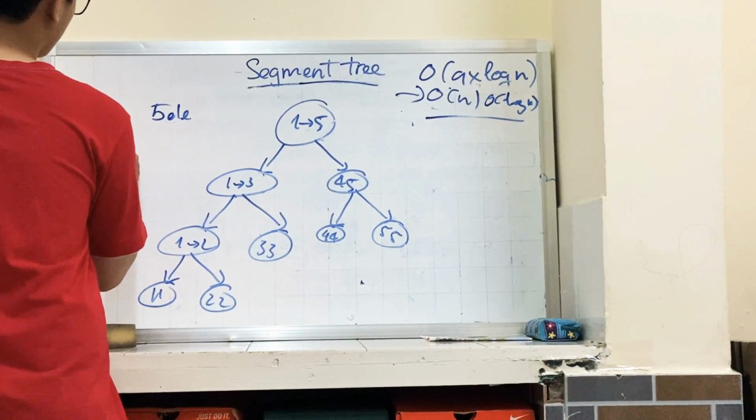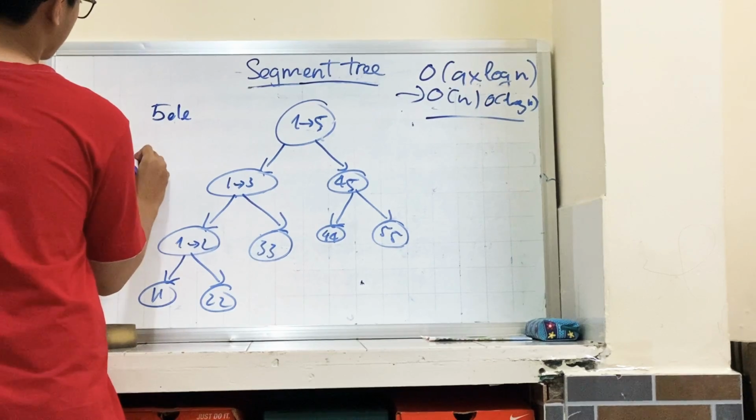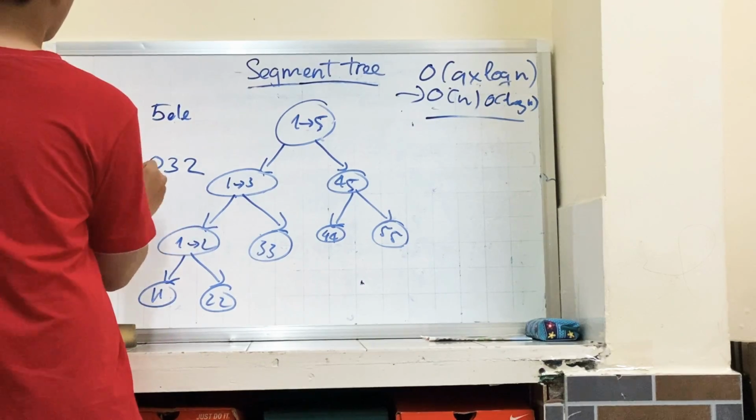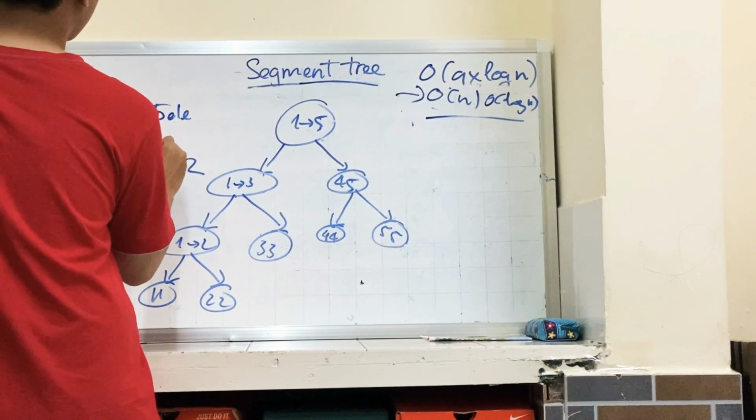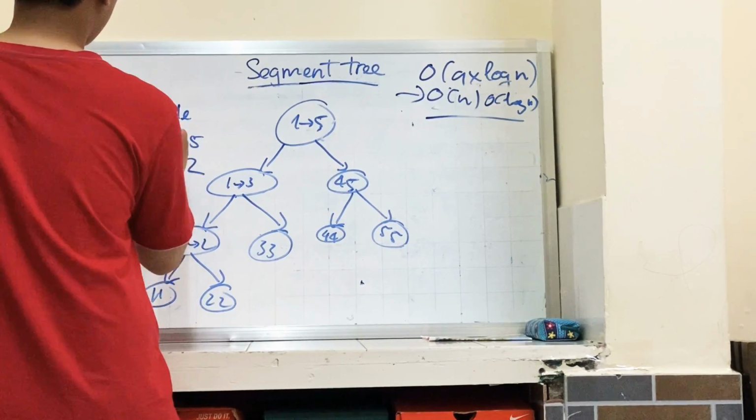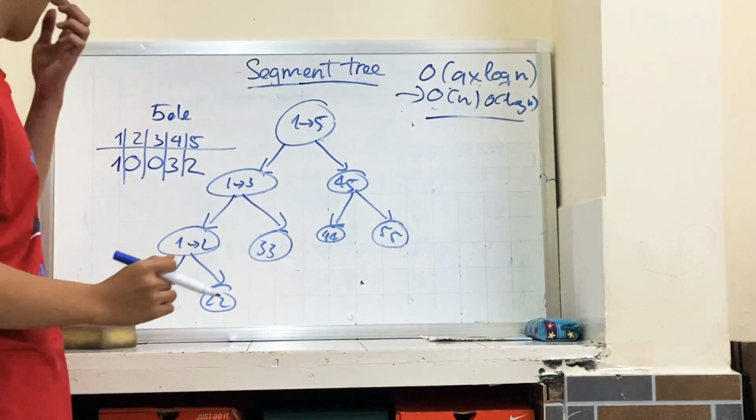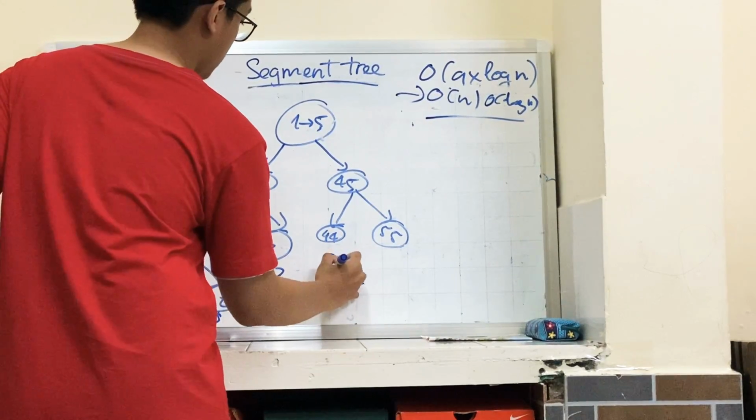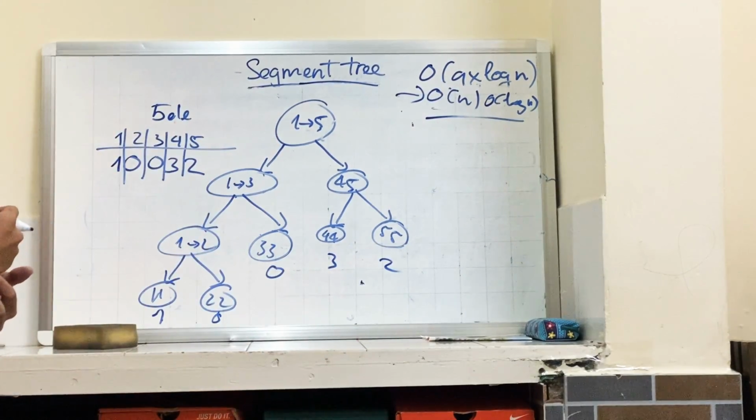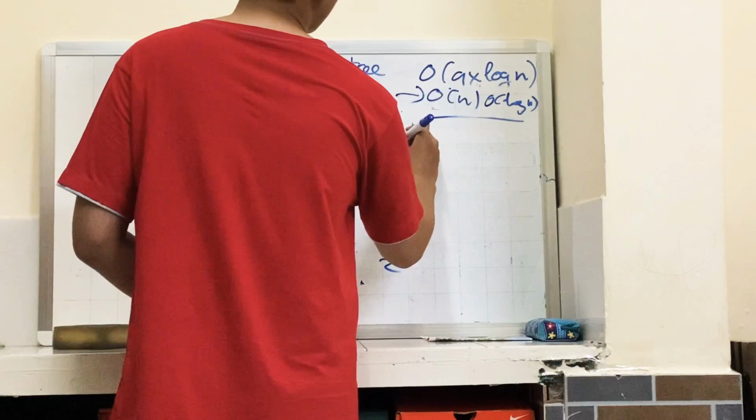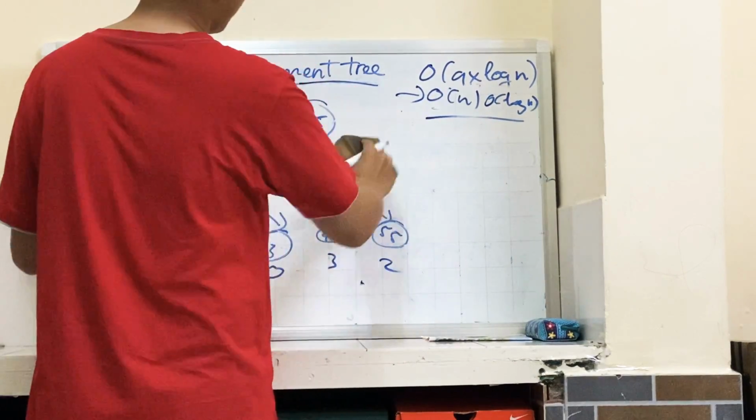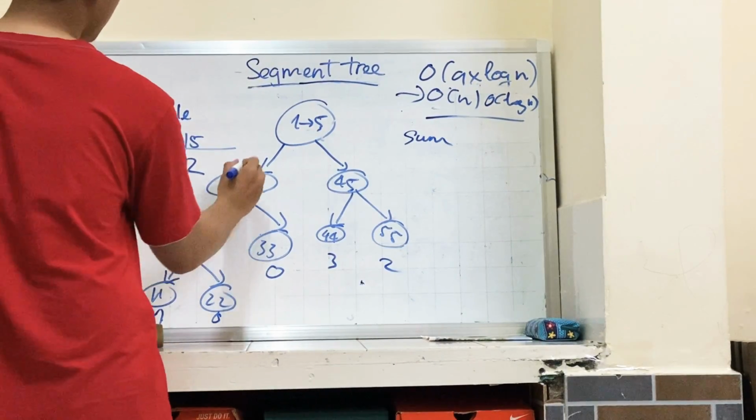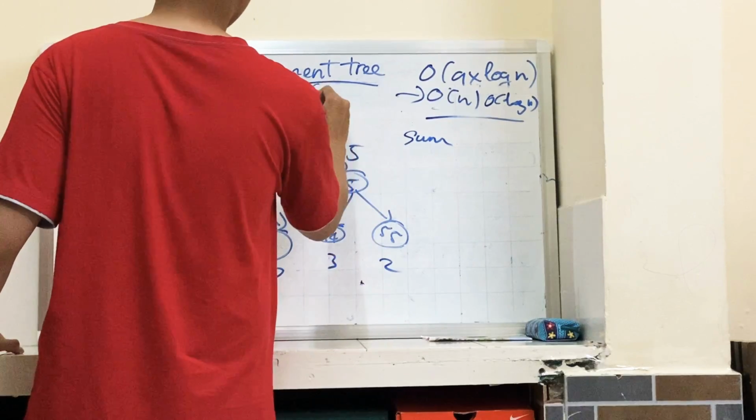We'll create the array of values 1 0 0 3 2 1 2 3 4 5. The values will be here. I'll build the sum segment tree, so the node values will be 1 1 3 2 5 6.